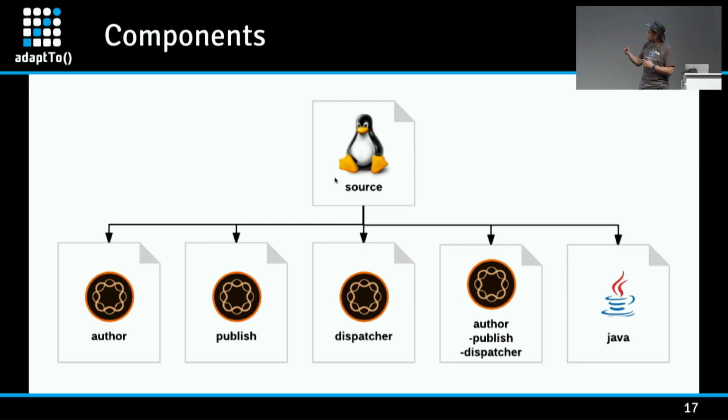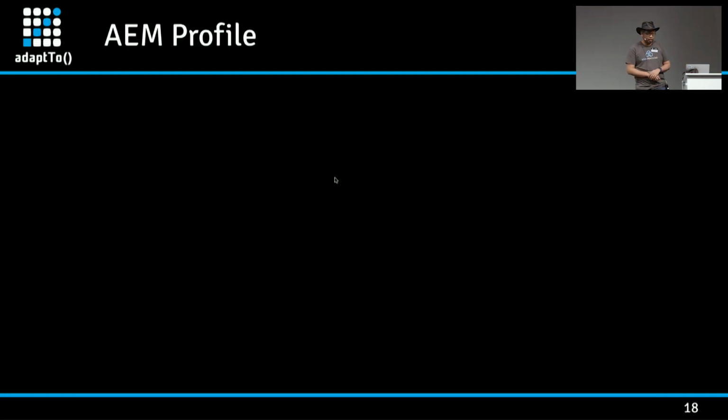It builds an AEM author, an AEM publish, an AEM dispatcher. And there is also one machine image that contains a single AEM author, AEM publish, and AEM dispatcher on one server. And there is also a Java AMI for some utility tools that we added to the architecture.